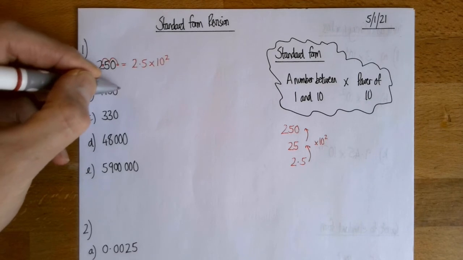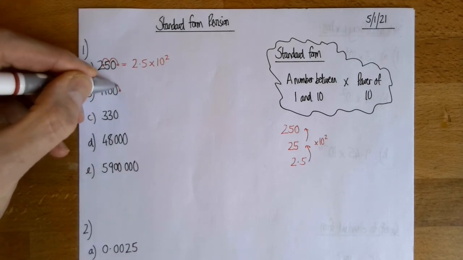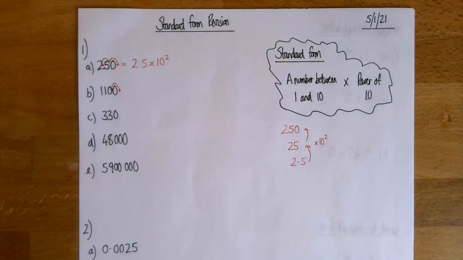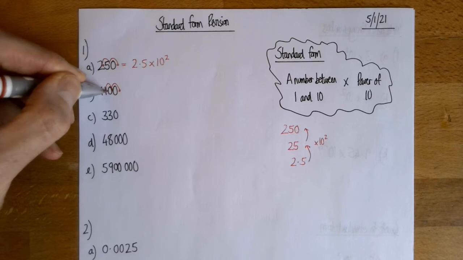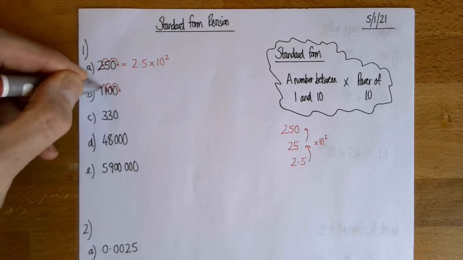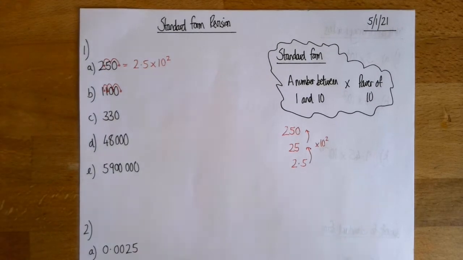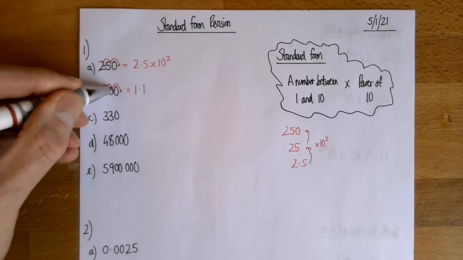Here we go, 1,100. That's where the decimal point is at the moment. I'm going to jump that decimal point to here. That makes it 110. That's not between 1 and 10. I'll jump it to there. That makes 11.00. That's not between 1 and 10. I'll jump it to there, 1.1. Bingo, that is between 1 and 10. How many jumps? 1, 2, 3.